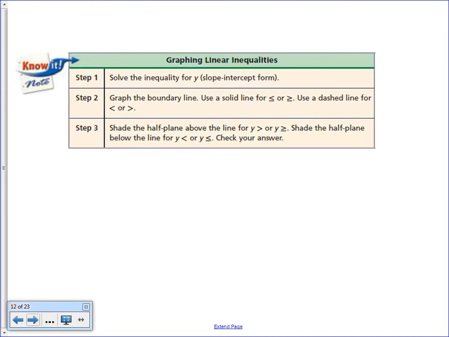So just a few steps. Solve the inequality for y, get y on one side by itself. Graph the boundary line, so use a solid or dashed line, and then shade above or below. So that's pretty much what the steps are here.